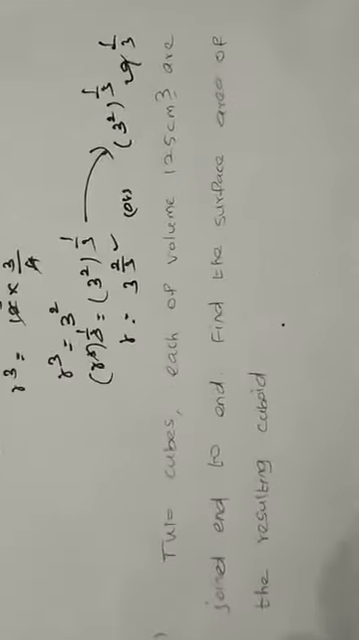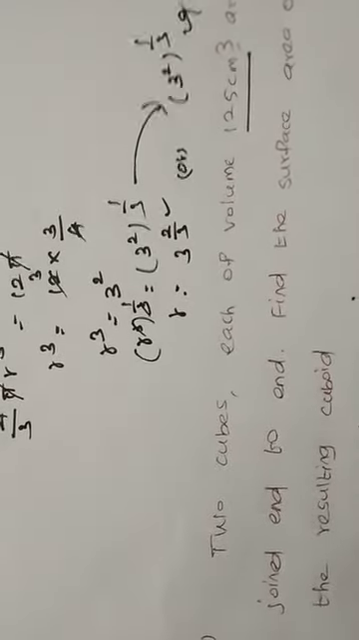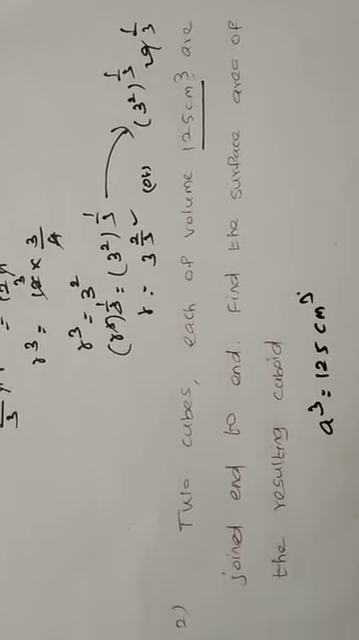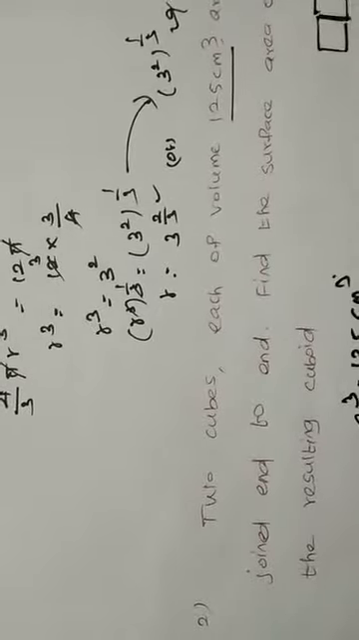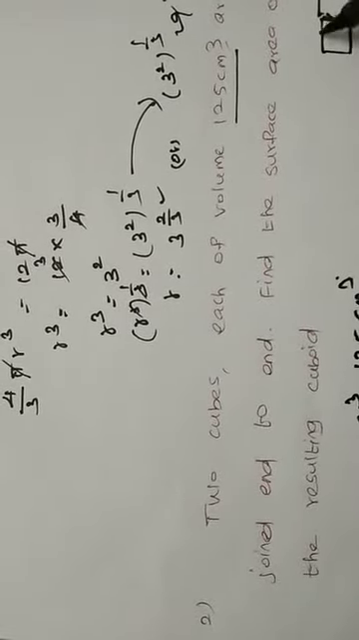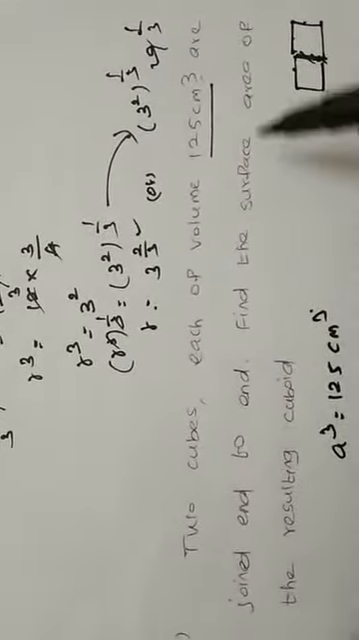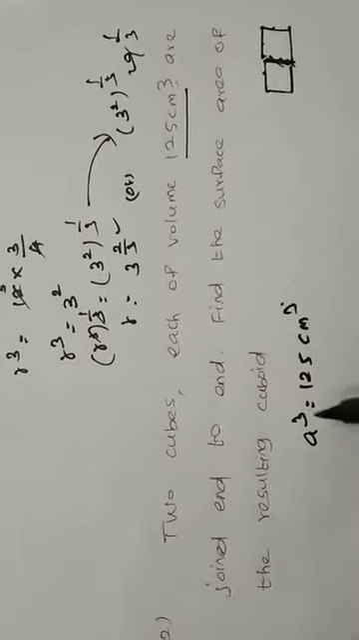Okay, in the same manner, two cubes, each of volume 125 centimeter cube, are joined end to end. Each cube has volume 125 centimeter cube. Suppose it is a cube joined end to end, a common shape, with 3 sides here and 3 sides there. For that, we need to find the surface area of the resulting cuboid. That means we need to find the value of a.